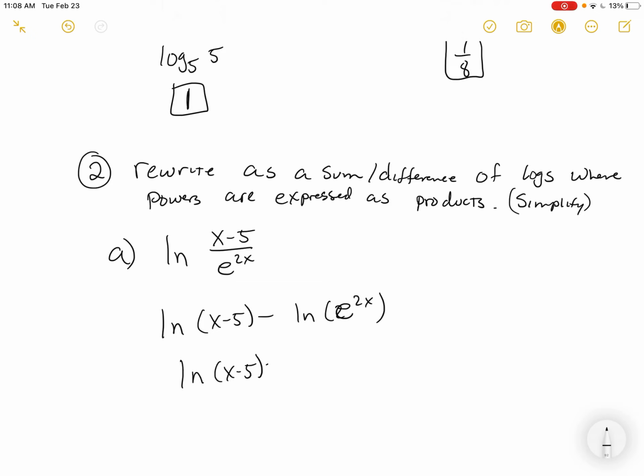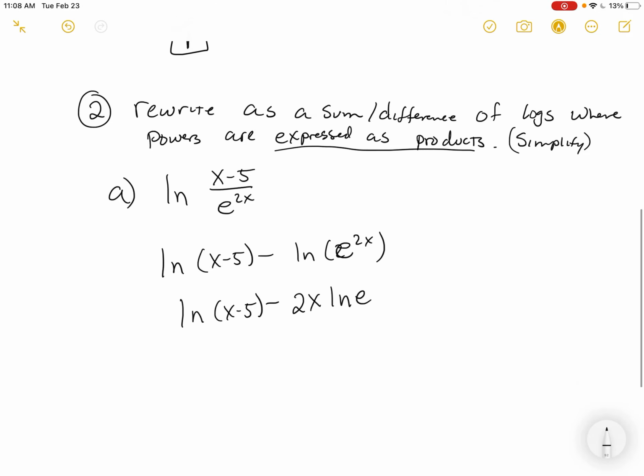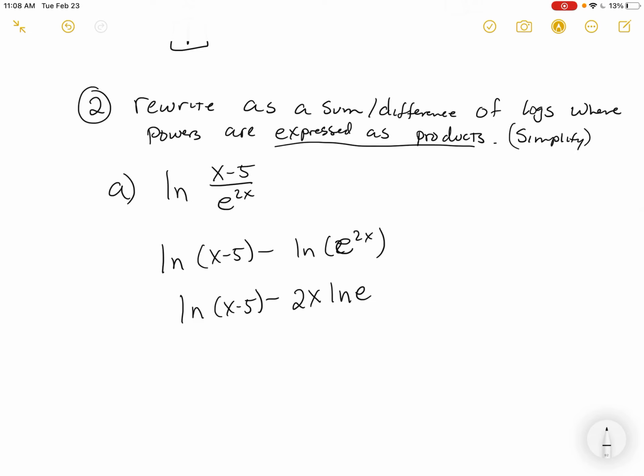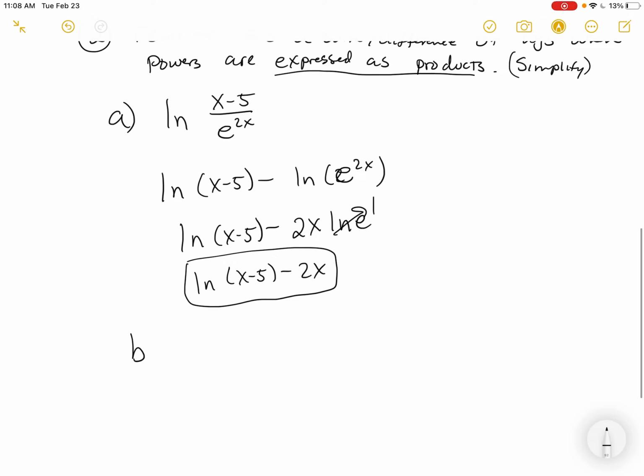Now, they do not want me to have powers involved. They want me to express powers as products. So what does that mean? It means the 2x floats down and we get ln of e. Now let's simplify. You know what the ln of e is. What power do I raise e to in order to get it back? 1. So this right here is 1. So the answer that they're going to give you credit for looks like that, simplified as much as possible.